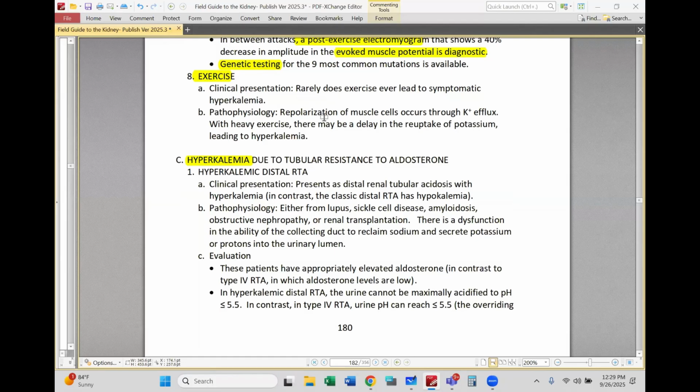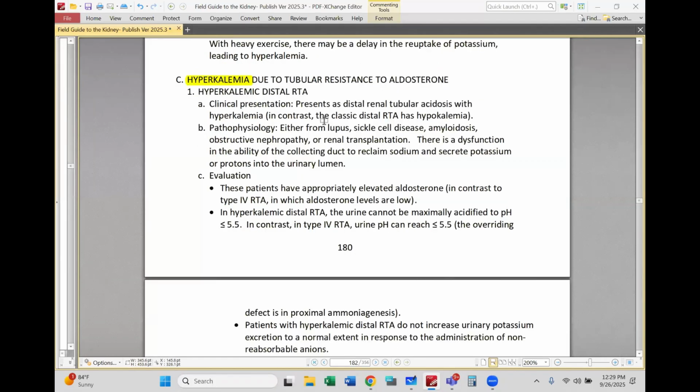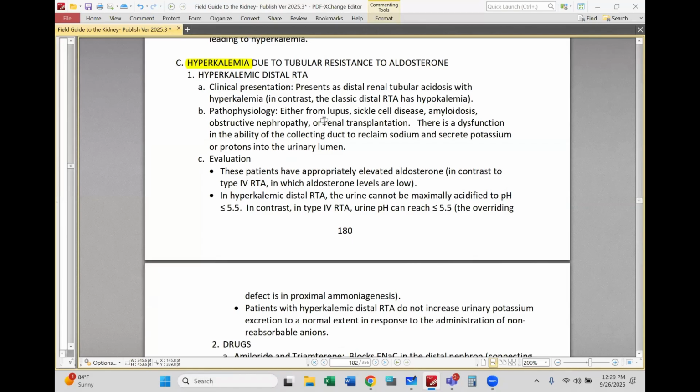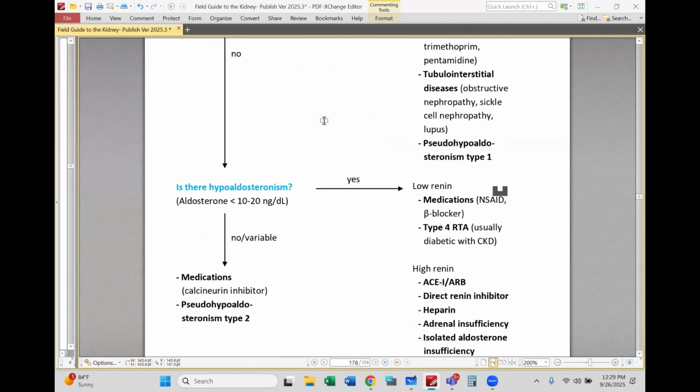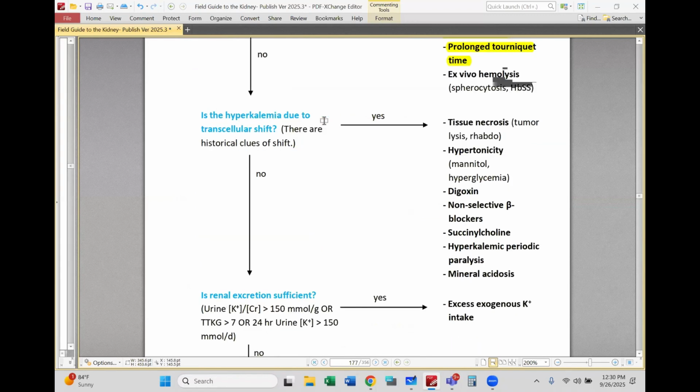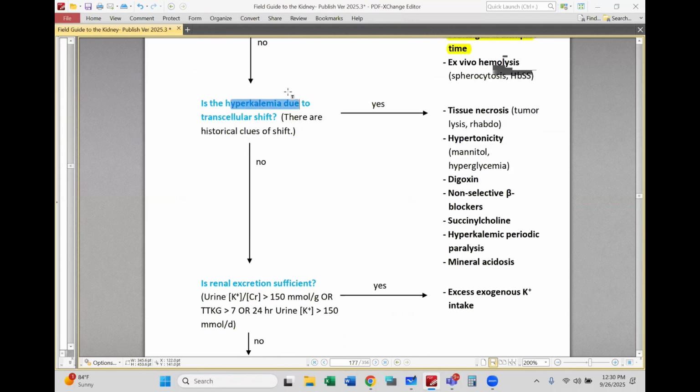All right, so let's move on to talk about total body K excess. So transcellular shift is not a situation in which there's total body K excess. Again, we've highlighted in this algorithm some of the examples: hypertonicity, digoxin, non-selective beta blockers. We've highlighted several of these.